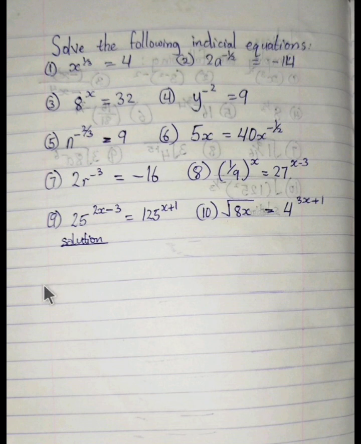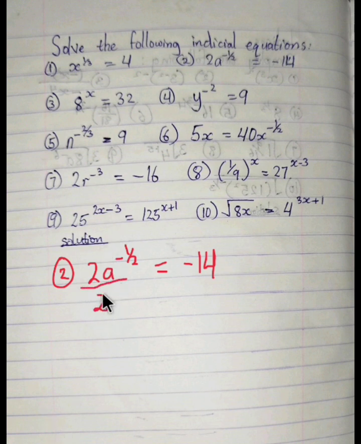Number 2, 2a raised to power 1 over 2 is equal to minus 14. Firstly, as you can see, 2 and 14 are constants. We can easily remove the 2 by dividing by 2. Since we divided by 2 here, we have to divide by 2 here also in order to balance the equation.